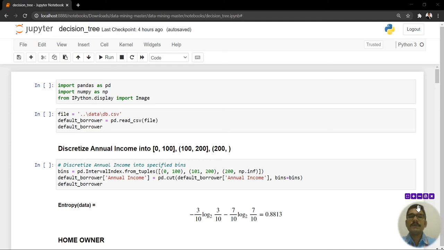So in today's video, we'll be having a small example based upon the decision tree. I already made a video of the concepts in decision trees, what is a decision tree, why it is used, and what are the different components which are there in the decision tree.